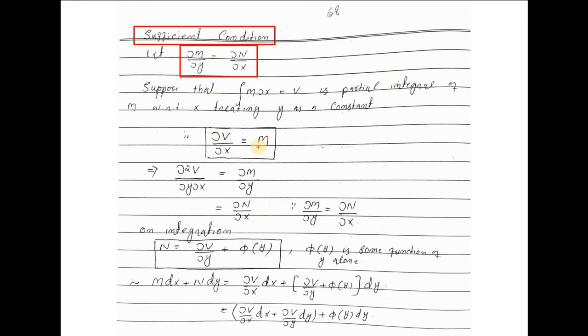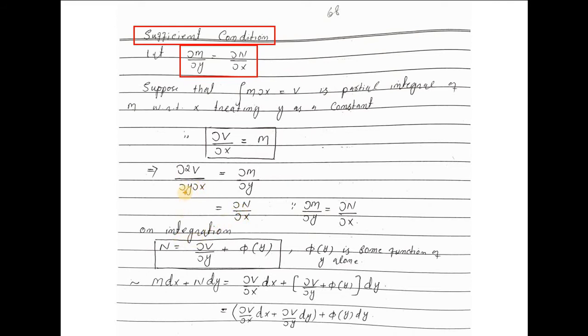Now differentiating this equation with respect to y, we can have del square v over del y del x is equal to del m over del y. We have to differentiate this equation with respect to y, so this is the result. Now replace del m over del y by its value, that is del n over del x. So we have the equation del square v over del y del x equal to del n over del x.